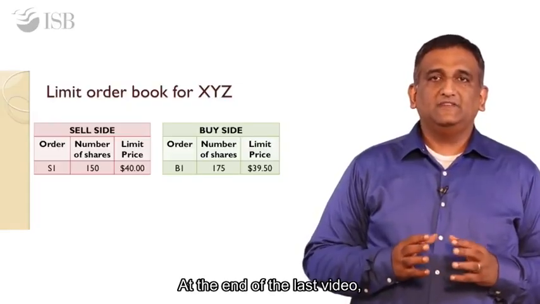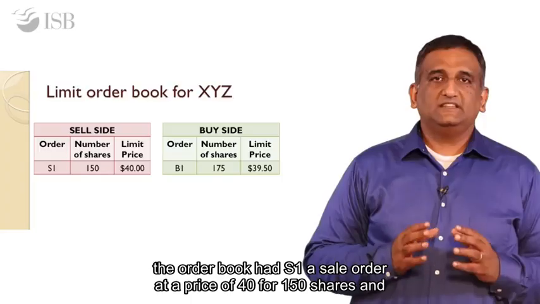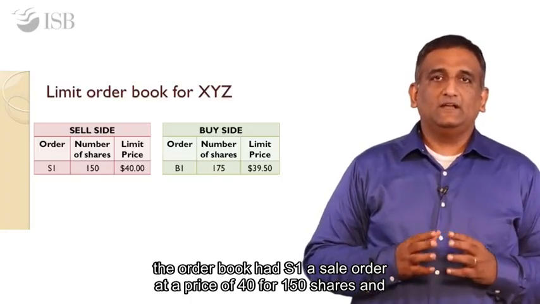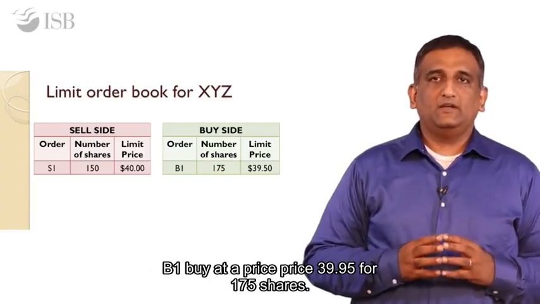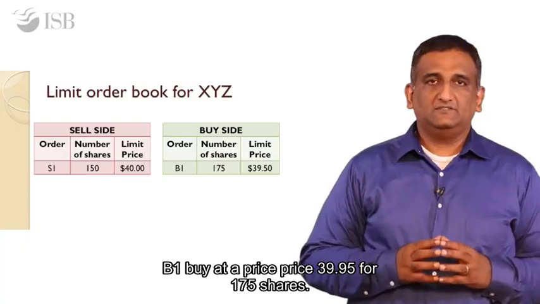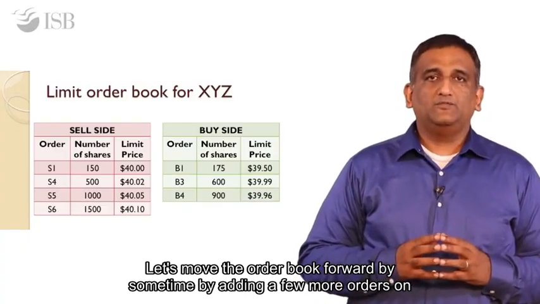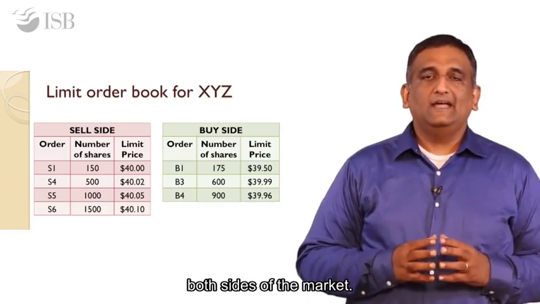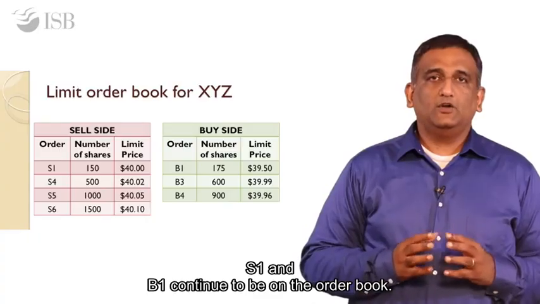At the end of the last video, the order book had S1, a sell order at a price of 40 for 150 shares, and B1, a buy at a price of 39.95 for 175 shares. Let's move the order book forward by some time by adding a few more orders on both sides of the market. S1 and B1 continue to be on the order book.